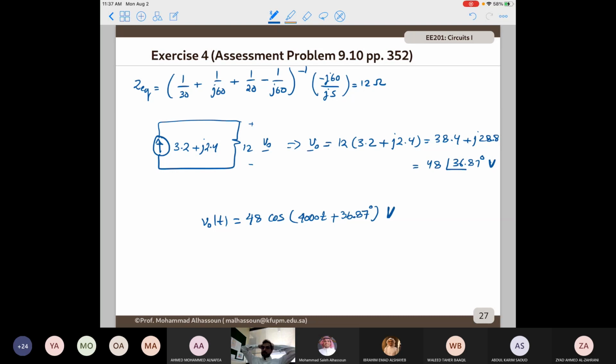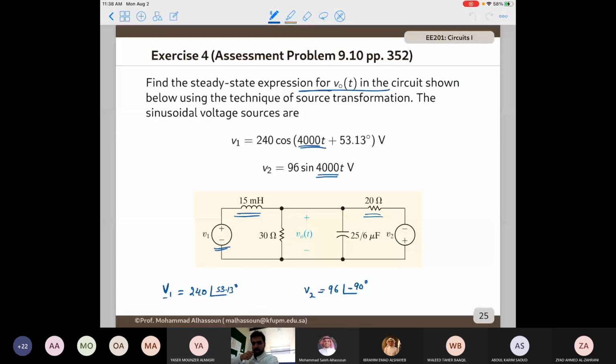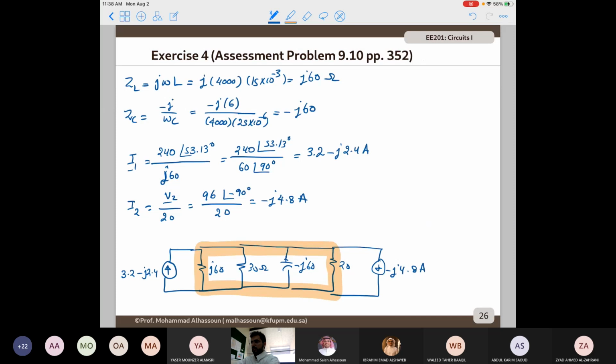Any questions? Yes, sir. Doctor, we did not apply source transformation here. Is it because we have the same frequencies in both sources? We did apply source transformation. Where did we apply? We started with the sources and we put everything into current sources. We applied it at the beginning. Yes, I did not notice. Okay.